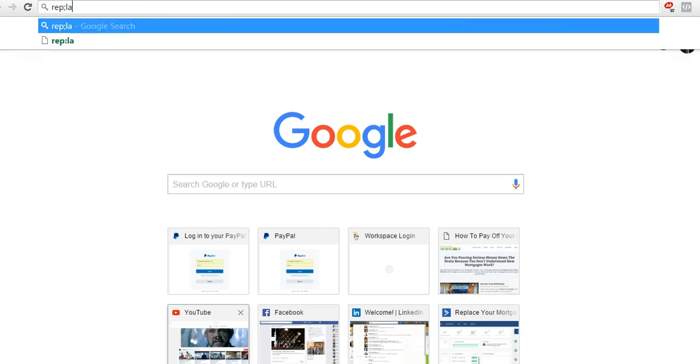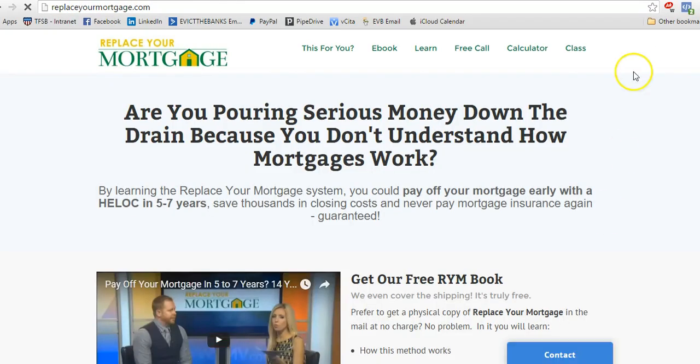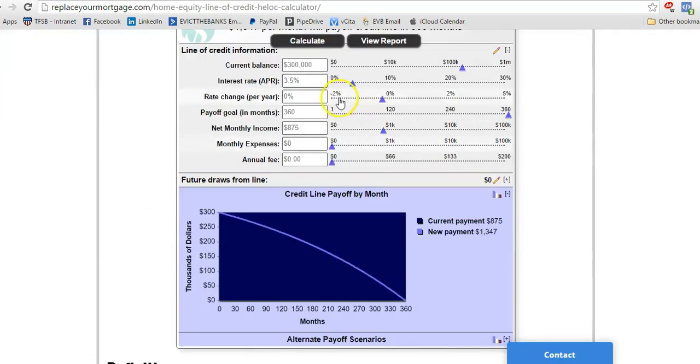So let's go to replaceyourmortgage.com, and up here you'll see that we have calculator. Okay, so click on calculator. It's going to take you to this. All right, so well, perfect. This one's already got 300,000 built in, 3.5%, 360 payoff goal a month. So that's 30 years. But I want to show you something.